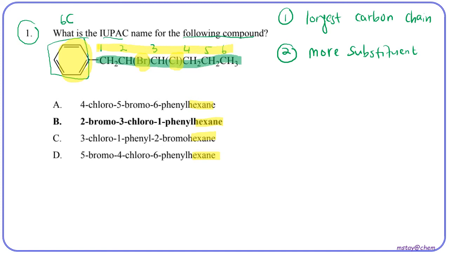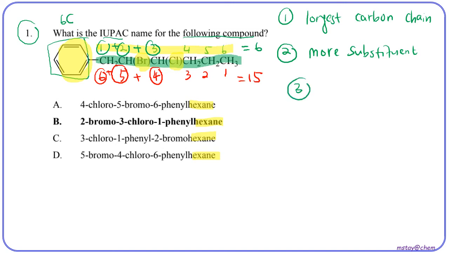If we want to do the numbering as usual, we have two ways. Either we follow the green one here, or we follow the red one: 1, 2, 3, 4, 5, and 6. If we use red, we only have substituents starting at carbon 4, carbon 5, and carbon 6, which totals up to 15. If we use the green one, it is 1, 2, and 3, so when we total up we will get 6.